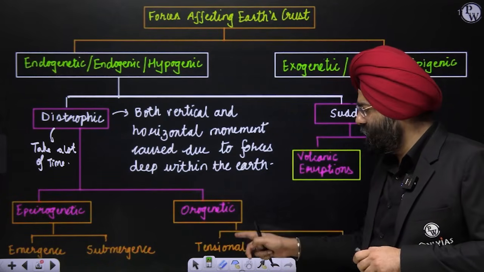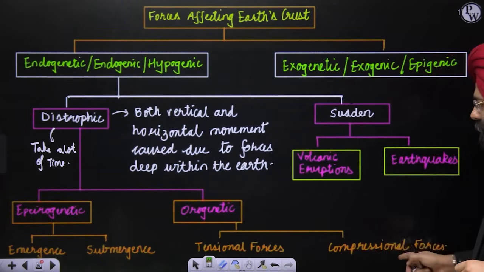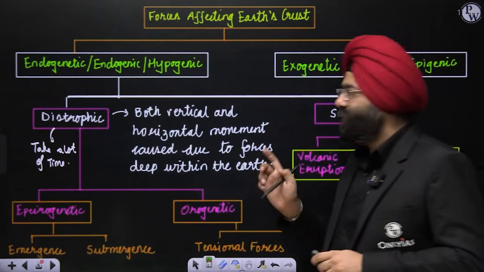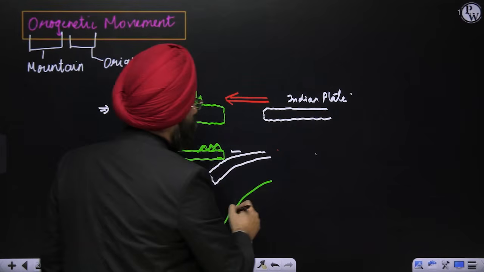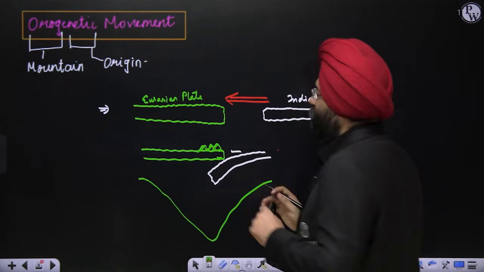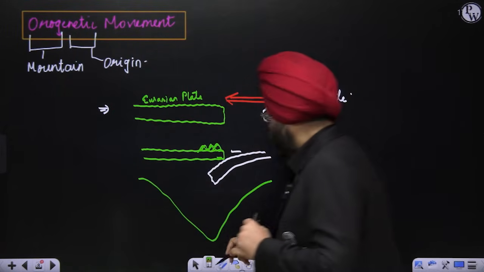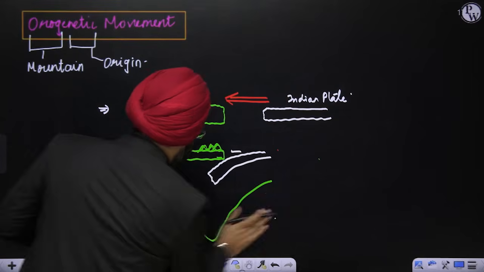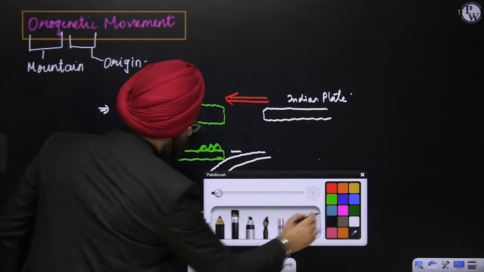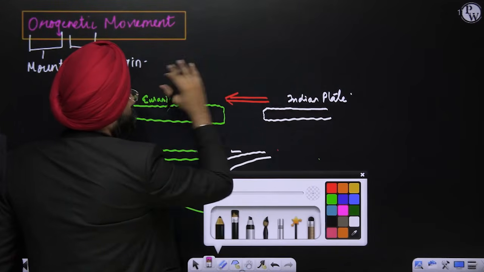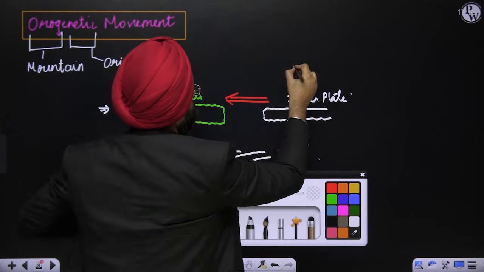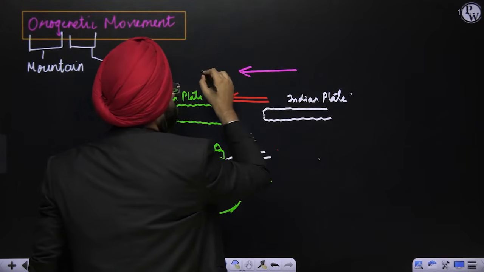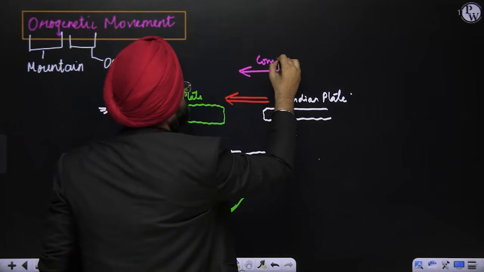Now the question comes, you have written, sir, tensional forces and compressional forces. Now see, what do you mean by tensional forces? When I talk about tensional forces and compressional forces, these are two phenomena. Now see, over here, when let us say two plates are moving towards each other, or even one plate is moving, do you realize this movement is basically leading to compression.